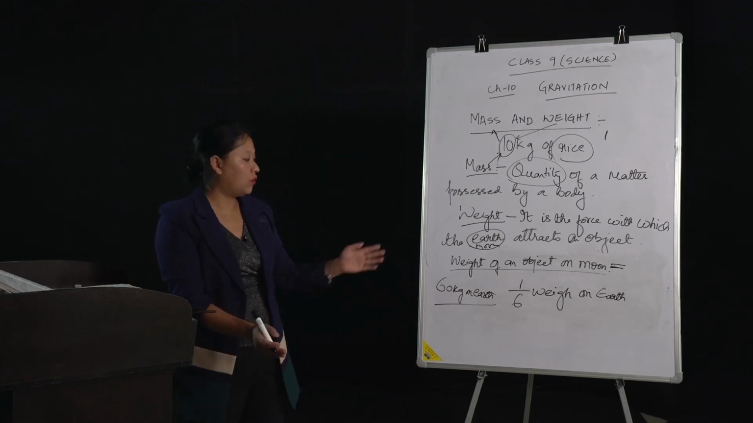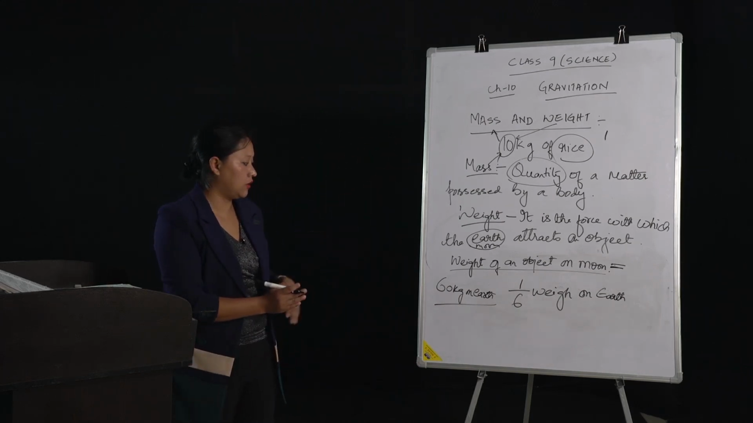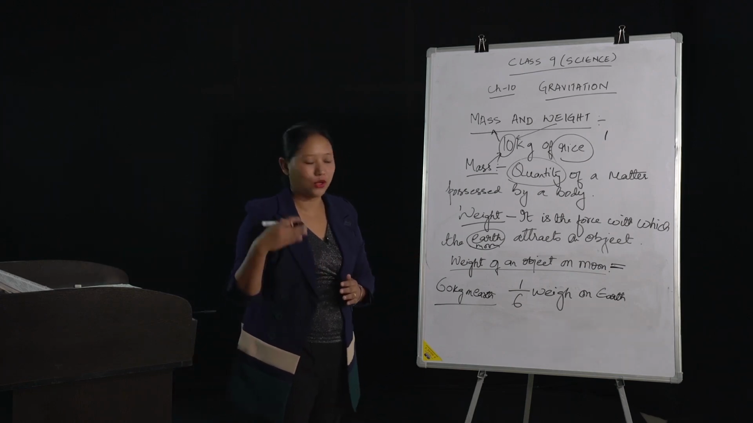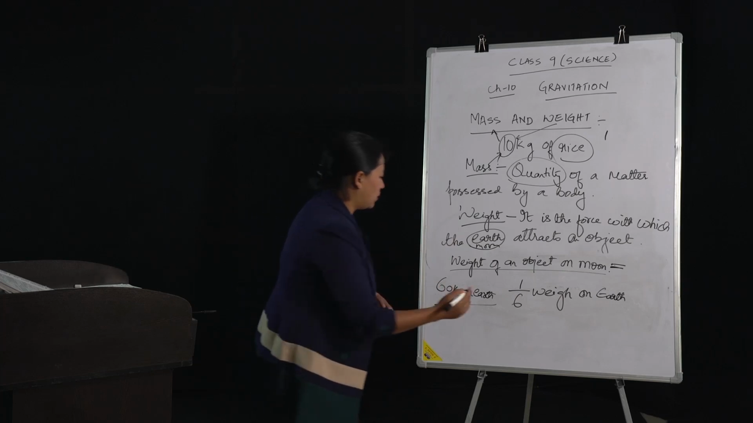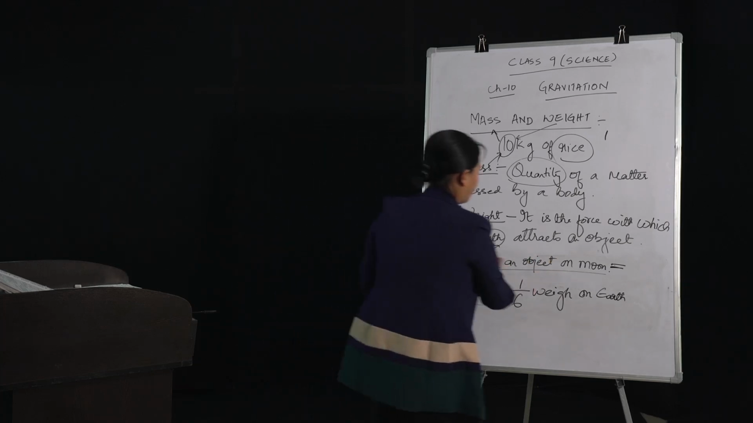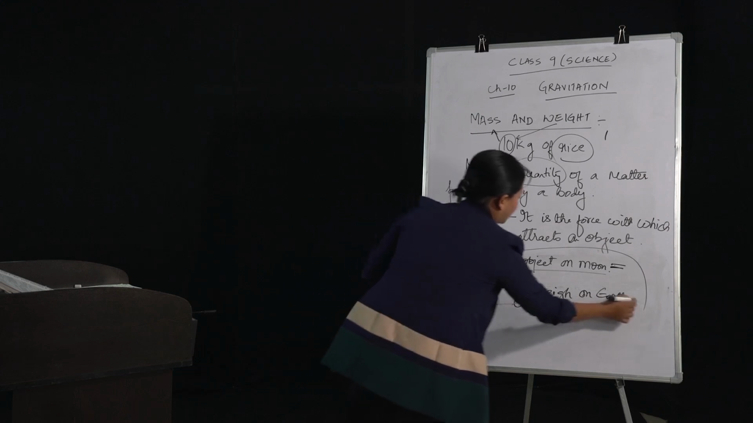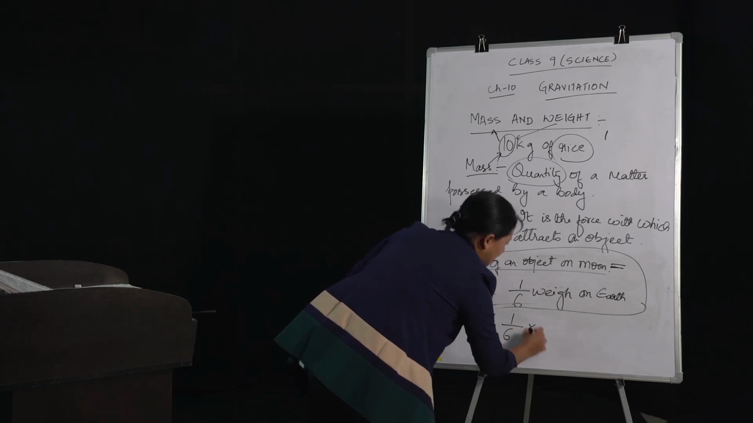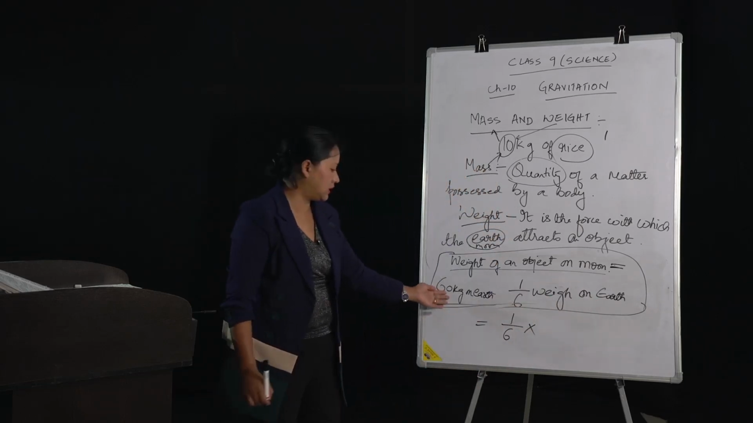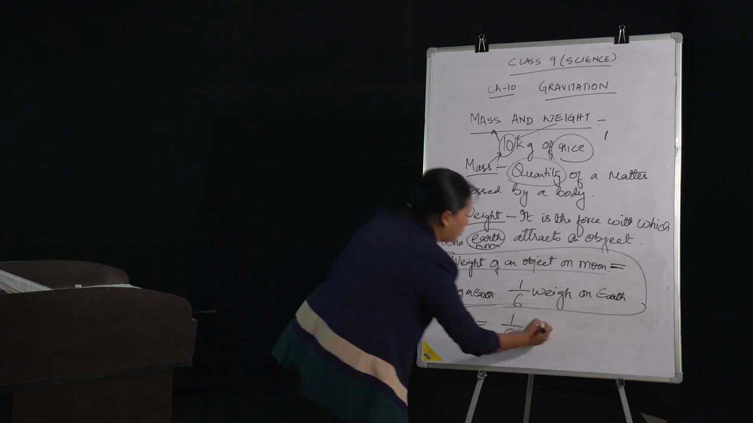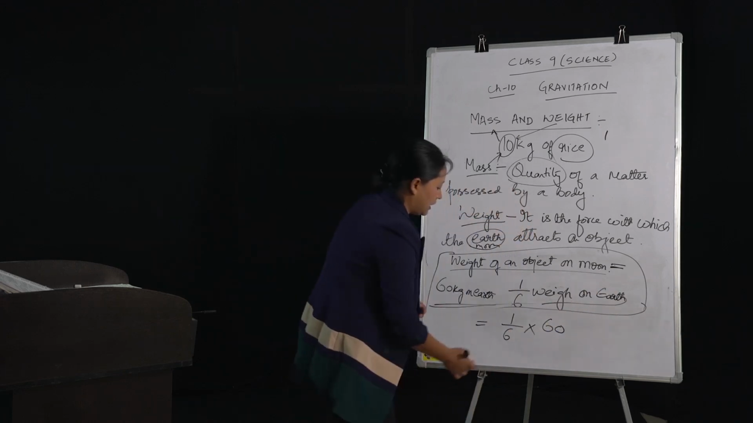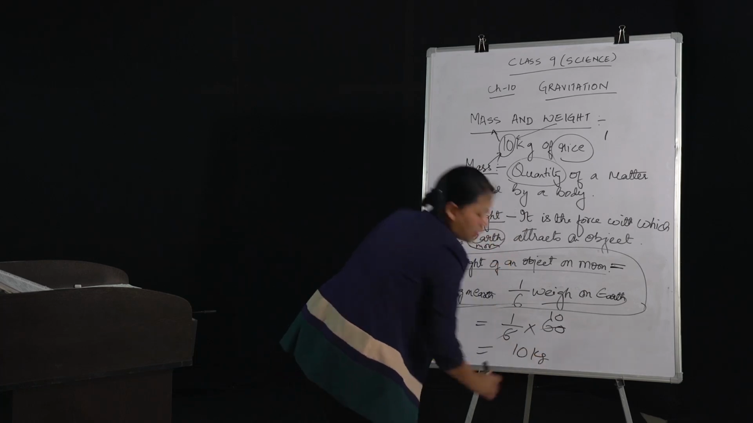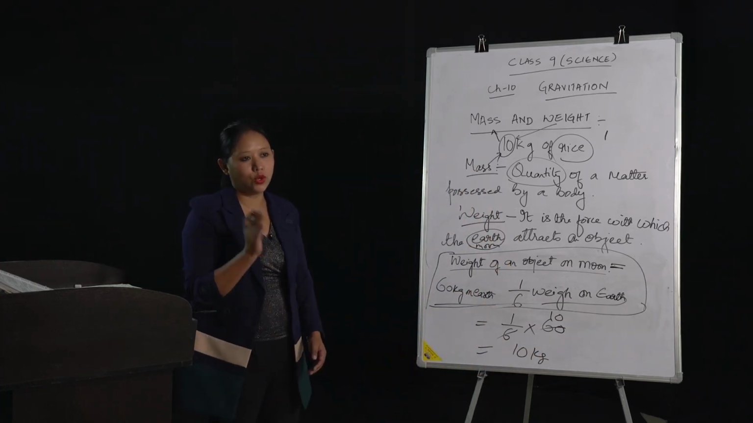So when you go to the moon, what will be your weight? Let us calculate. If your weight is 60 kg on Earth, then what will be your weight on the moon? Using this formula, we will be able to calculate. Weight of an object on the moon is equal to 1/6 into weight on Earth. Your weight is 60, so you put 60 here and cancel it, 10. That means 10 kg. Your weight will be 10 kg on the moon.